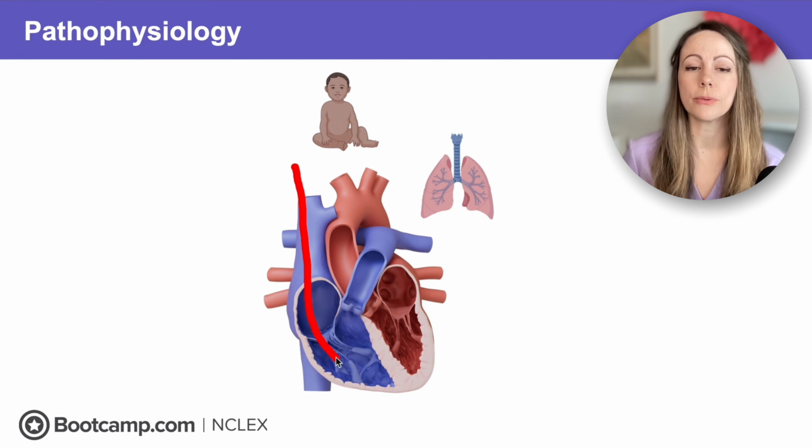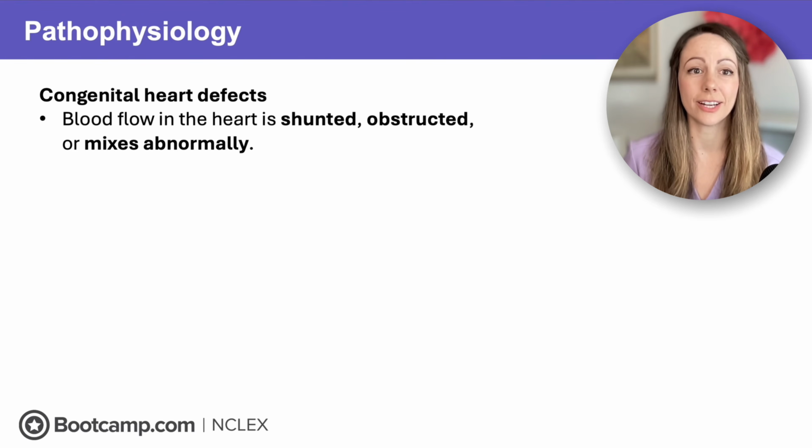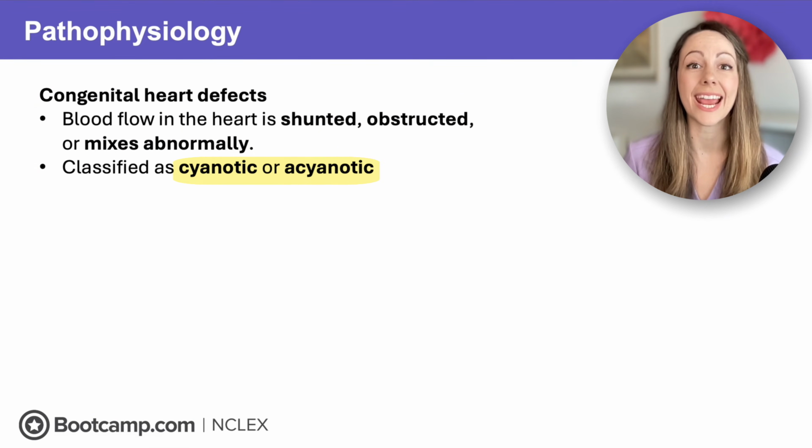So let's go over normal blood flow through the heart. It goes through the right side of the heart to the pulmonary artery and out to the lungs where it's oxygenated. Then it comes back through the left side of the heart and up and out the aorta to perfuse the body. So for congenital heart defects, blood flow is either shunted, meaning going the wrong direction, obstructed, or mixes abnormally. So these are classified as either cyanotic or acyanotic.